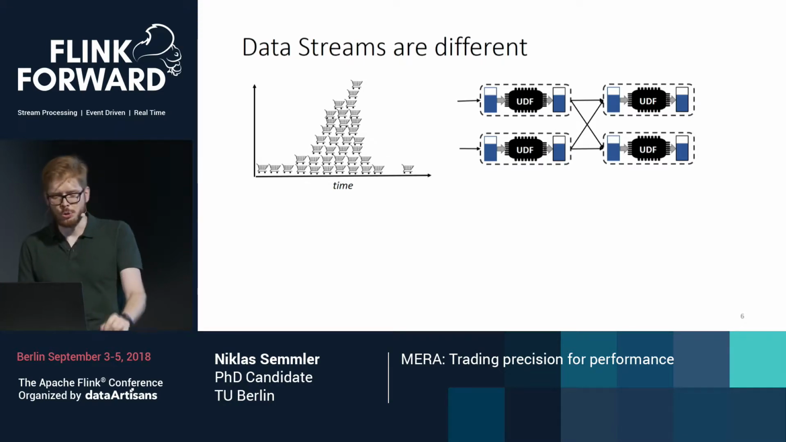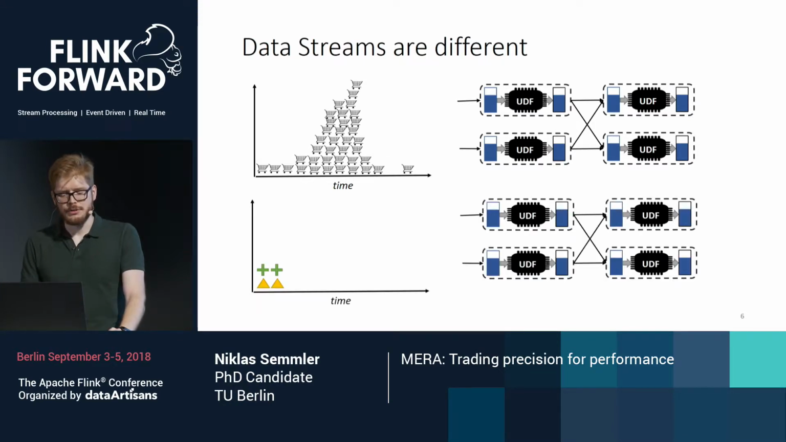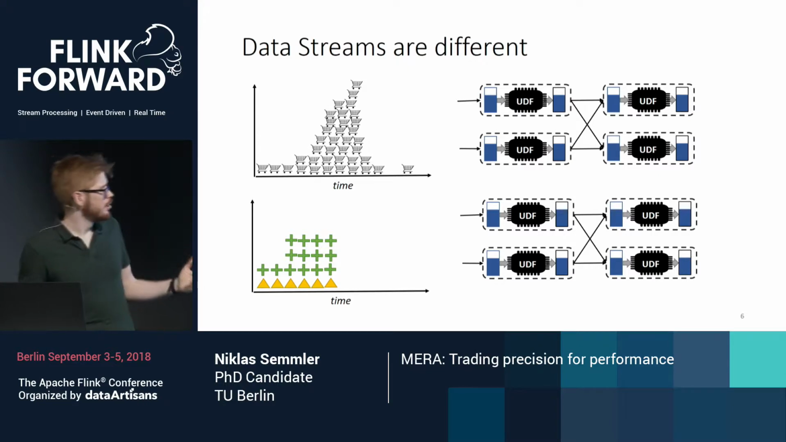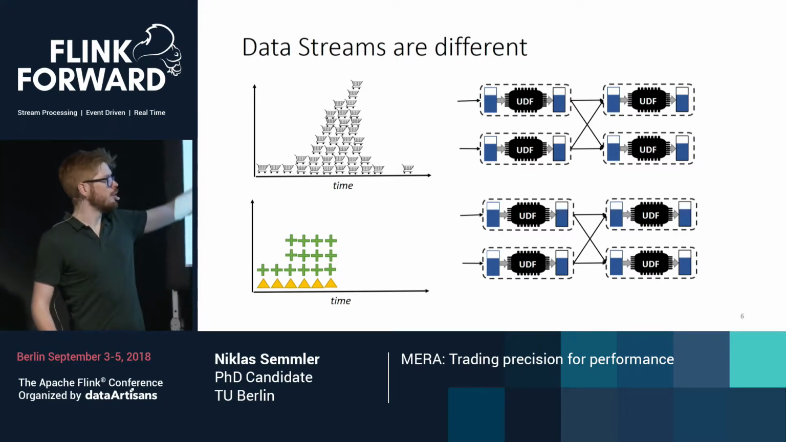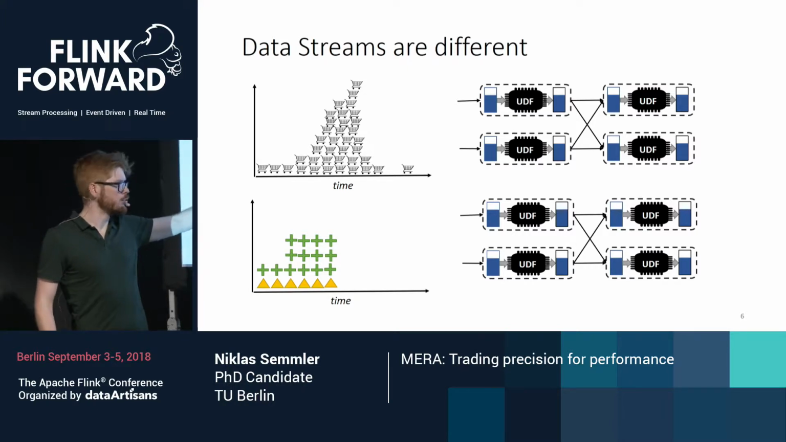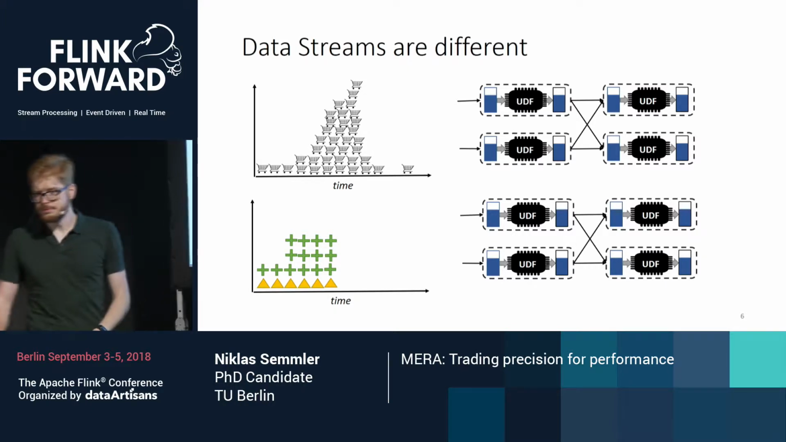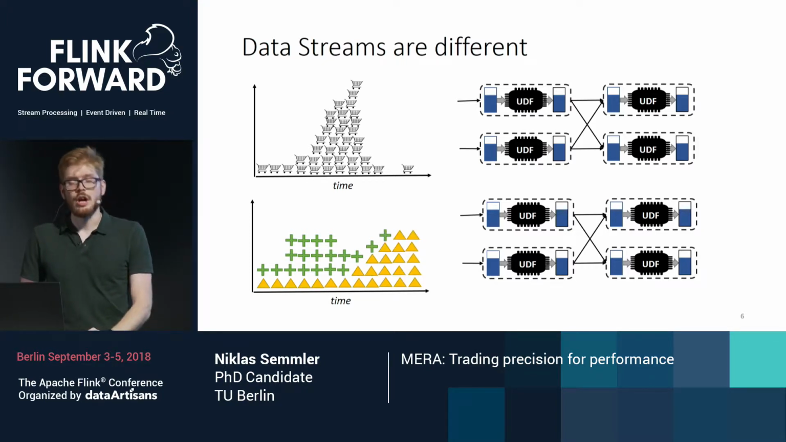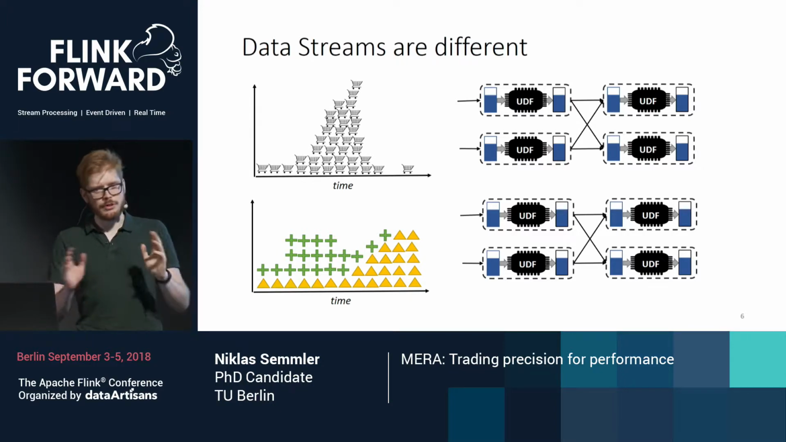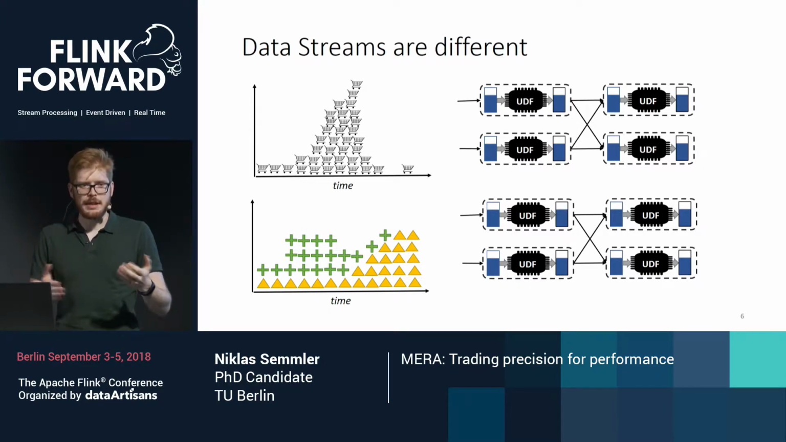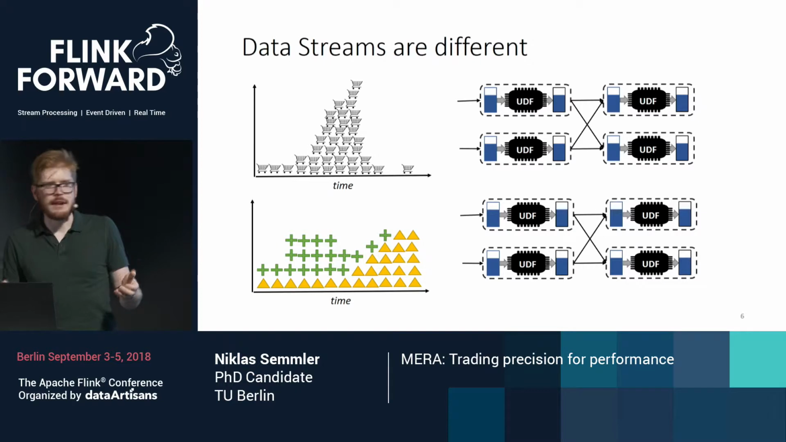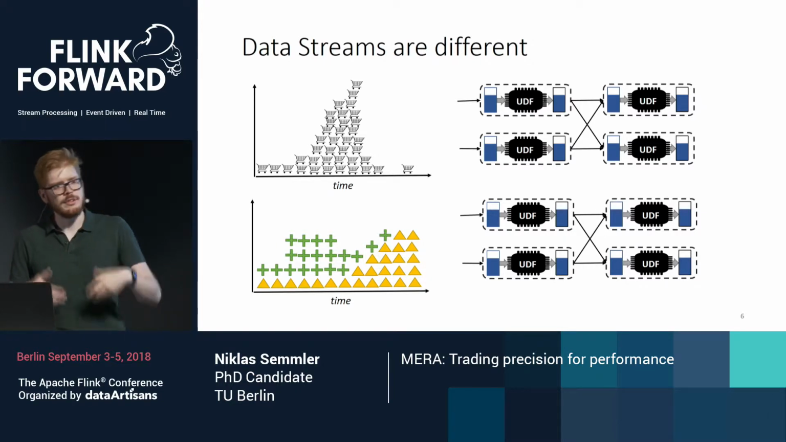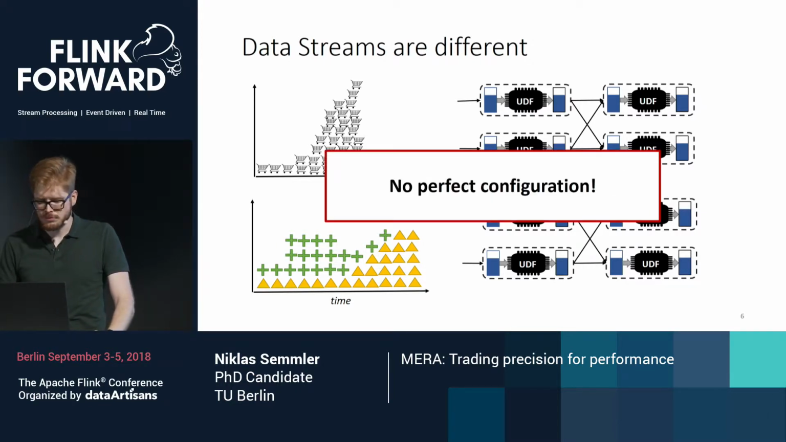And not only in the load, but also in the content. So at this point you would think, oh wow, then I'll just have to have 3 nodes for the one key group and 1 node for the other key group. But then a moment later, this can completely change. I'm not saying it always changes. Of course, there are patterns, but in principle, it's unpredictable. And if you have a flash crowd, for example in e-commerce, there might be changes. So there's no perfect configuration.